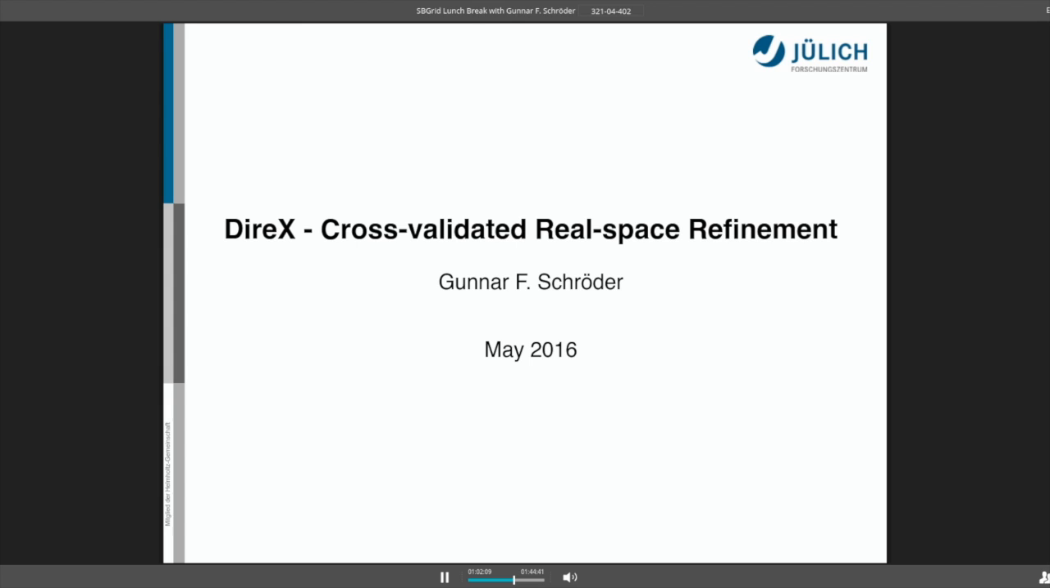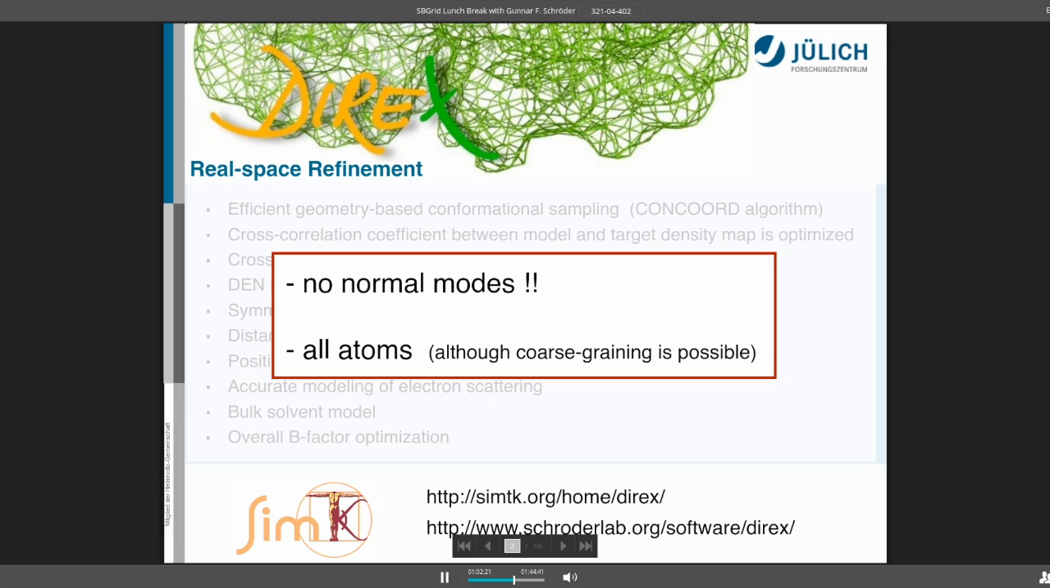Okay, and DireX optimizes the correlation between a density map computed from the model and a certain target density map. This is typically your cryo-EM reconstruction, for example. And we have cross-validation in there. We have DN restraints in there, and some other kinds of restraints that I will also mention during this presentation.